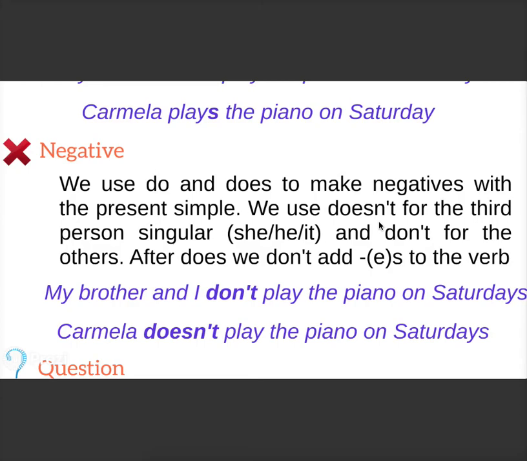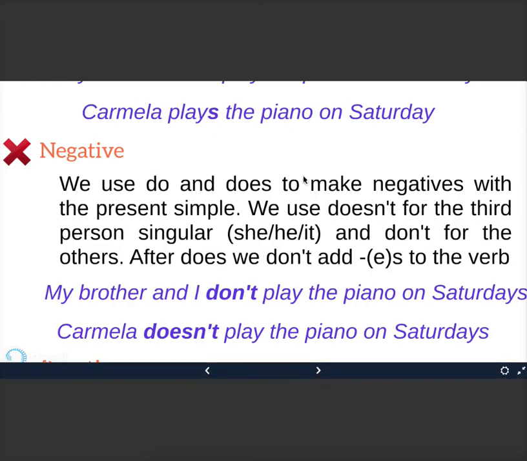So, we are going to read this part. Gaby Rojas, can you please help me reading this part? Yes, teacher. Negative. We use do and does to make negatives with the present simple. We use doesn't for the third person singular, she, he, it, and don't for the others. After those, we don't add es to the verb. Thank you, Gaby.